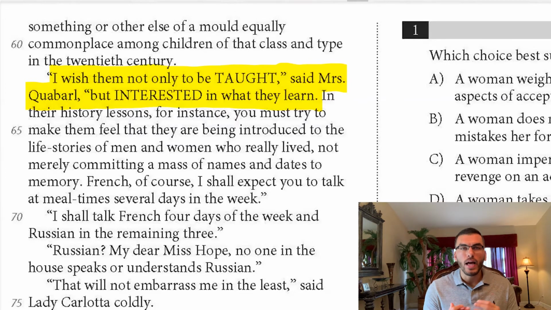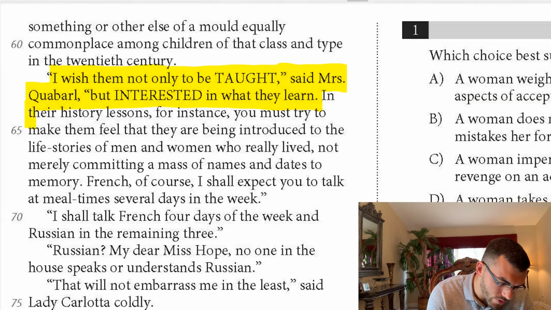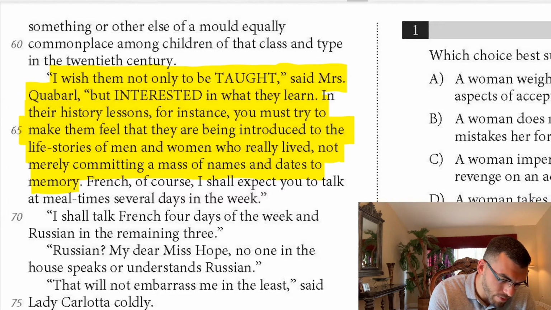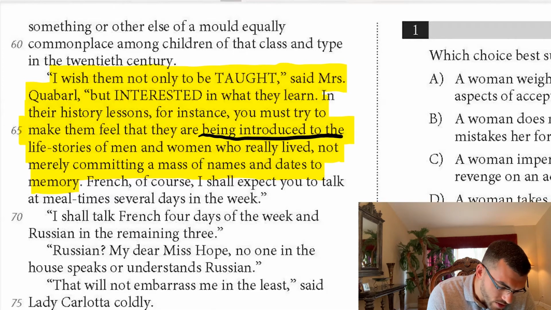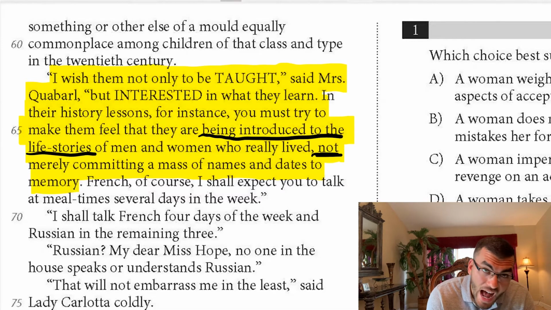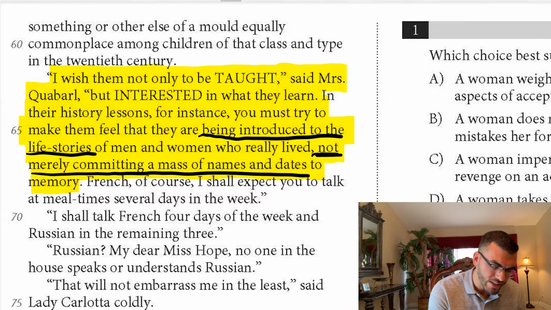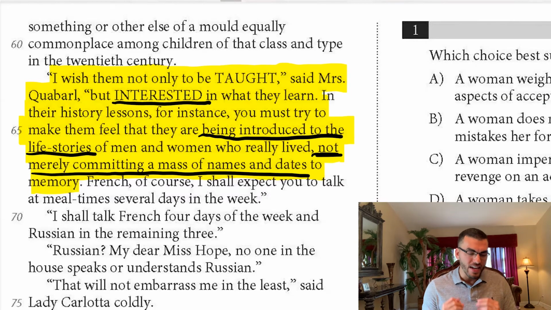But as always, let's read a few lines below where that key part of the answer is so we can understand the entire context. "In their history lessons, for instance, you must try to make them feel that they are being introduced to the life stories of men and women who really lived, not merely committing a mass of names and dates to memory." We all have had that teacher in high school where you just got to remember names and dates, and that's the entire test. That's not what Mrs. Q prefers. She wants them to be interested in what they learn. Interested in what they learn, not names and dates. She wants them to be introduced to the life stories.